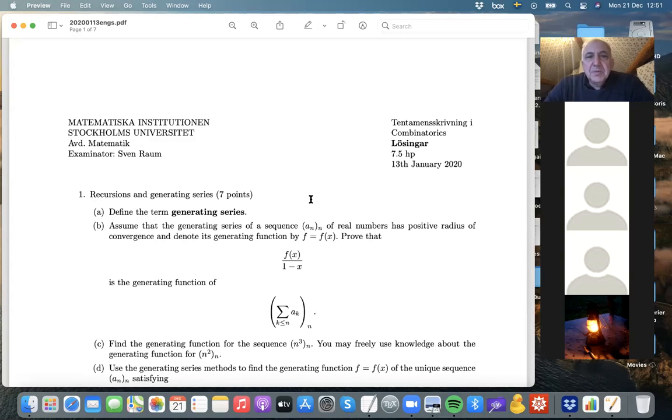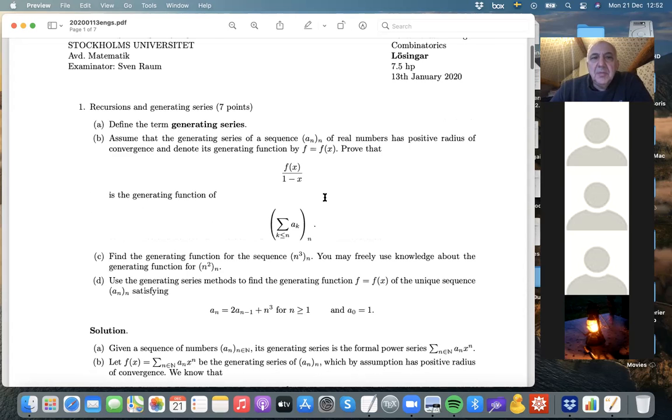Okay, so the first one is: define the term generating series. What is a generating series? If we have a sequence a_n, n from 0 to infinity, then its generating series is a formal power series, which doesn't have to converge. It's just the sum over n from 0 to infinity of a_n x^n, or t^n, depending, usually x. It's a formal power series.